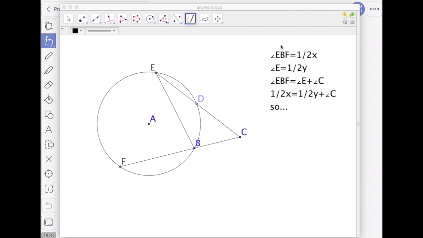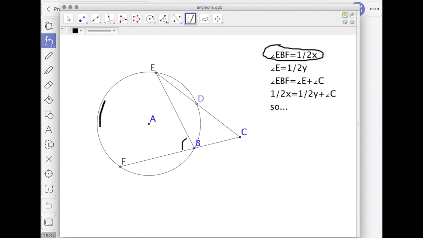Let's begin with some facts that we know about inscribed angles. Angle EBF is an inscribed angle. An inscribed angle is worth half as much as the arc that it intercepts. Since we're not working with a specific circle, we can call that arc x degrees.